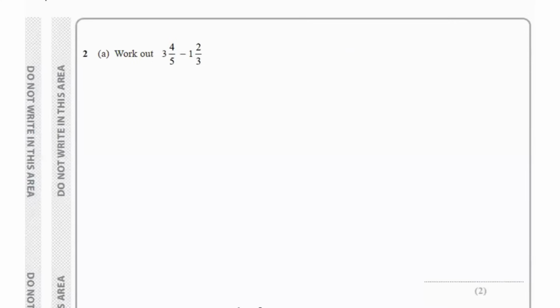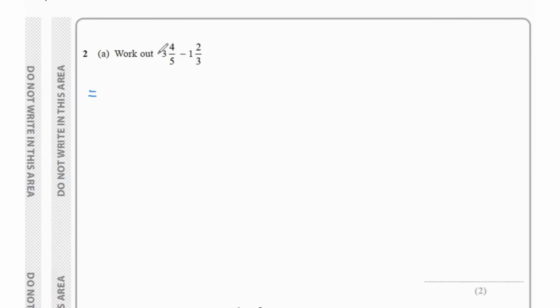The next question says: work out 3 and 4/5 minus 1 and 2/3. Whenever we are adding or subtracting mixed numbers, let's first convert the mixed numbers into improper fractions. To convert a mixed number into an improper fraction, we multiply the denominator with the whole number and then add the result to the numerator.